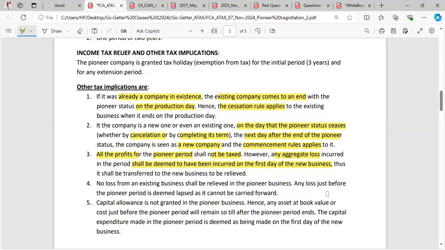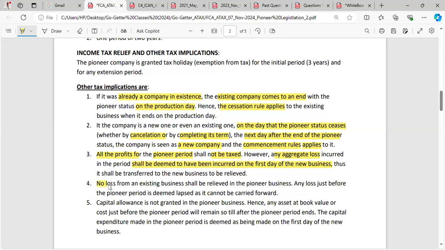You see here, when you have profit, the profit is not taxed. That means your profit is not carried over to any period. But when you have loss, you will carry that loss to the new business. Thus, the new business shall relieve the loss from the profit it makes.